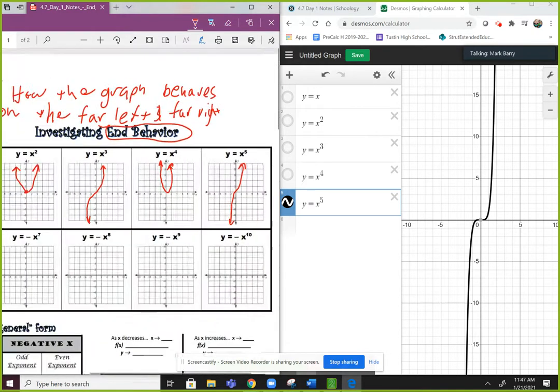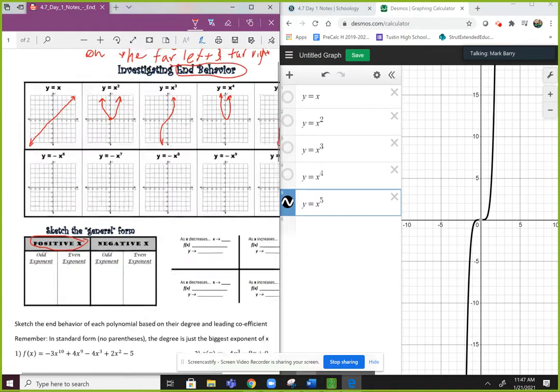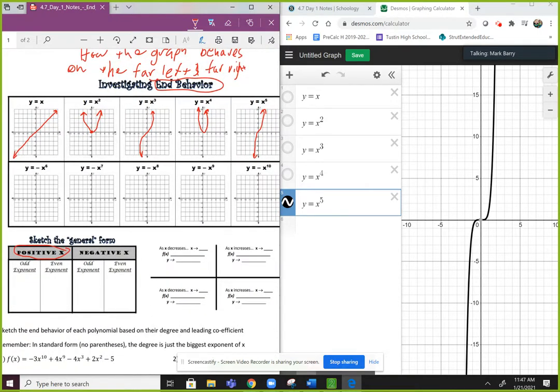Okay, now I want to back out here and look at these first five. I want to fill out this little box down here, sketch the general form. If we have a positive x, I notice right away that there's a big difference between all the odd exponents and the even exponents. Don't the even exponents look kind of similar out of that group? And then don't the odd exponents all look kind of similar? I would say yes.